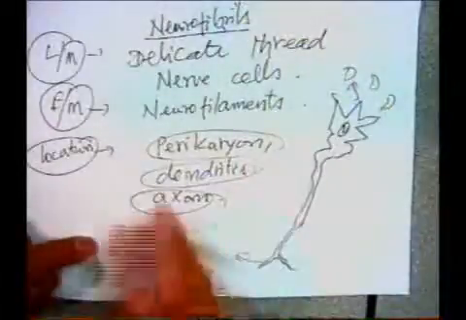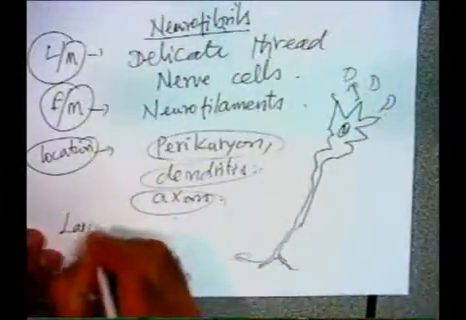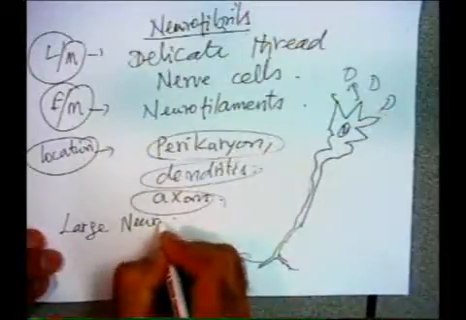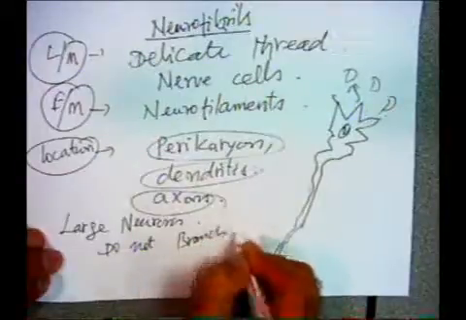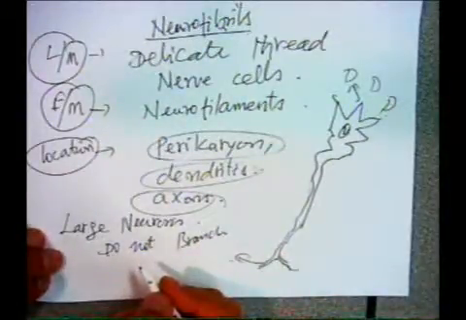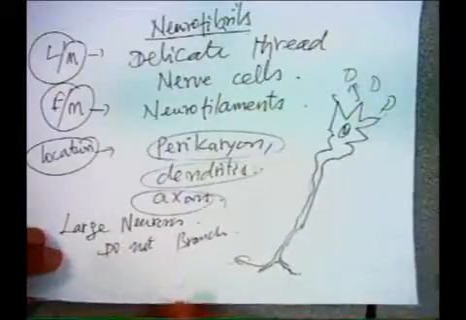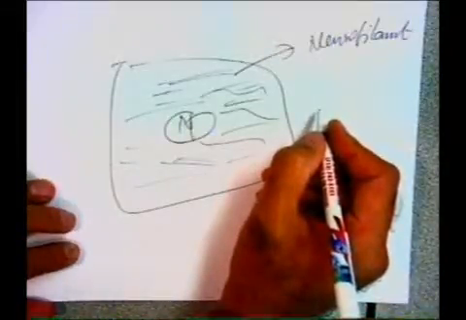And they are best developed in the large neurons, you can see clearly, in large neural cells. And very significantly, they do not branch. They are also present in the cytoskeleton of cells. Neurofilaments are not only present in the nerve cell, they are also present in some other cells, normal cells, without branching. Neurofilaments are present in the cytoplasm as well, inside the cell.